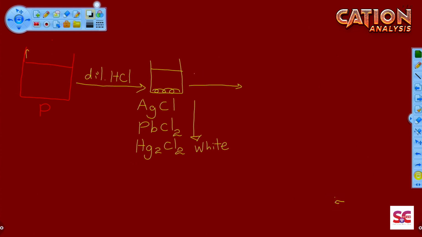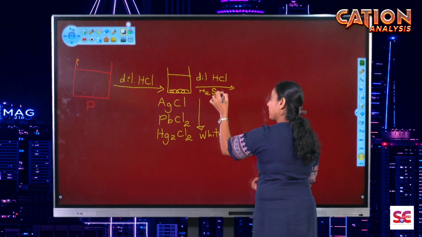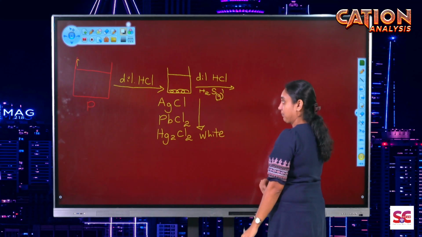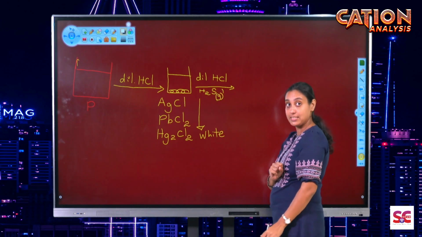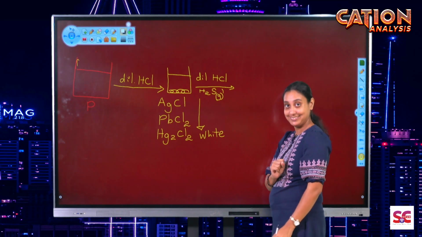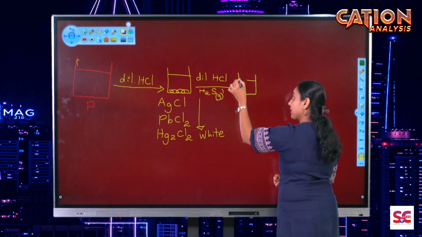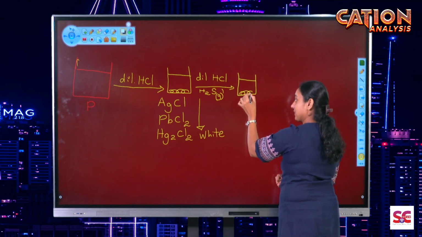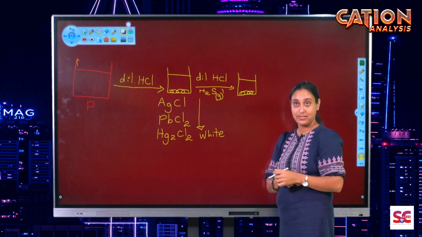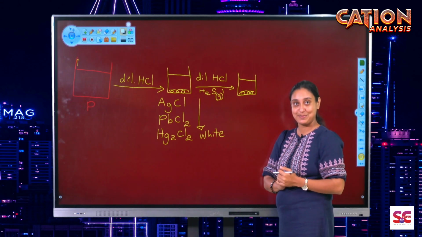I add dilute HCl and bubble H2S gas through the filtrate, right? Once H2S gas is passed through the filtrate solution, there are 10 major cations that will precipitate, right? 10 cations will precipitate.